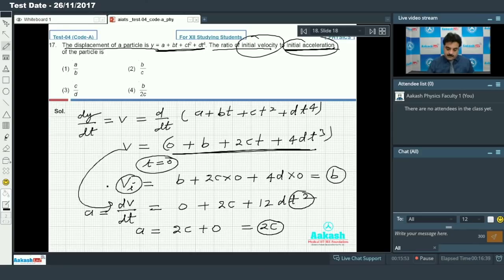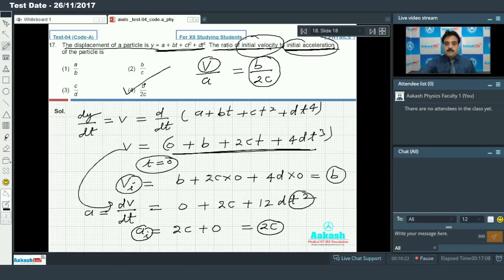So we have initial velocity and initial acceleration. But the question wants the ratio of initial velocity v and initial acceleration a. The value of initial velocity v is b and the value of initial acceleration is 2c. So the final ratio is b upon 2c. So we can say my option number 4 is correct.